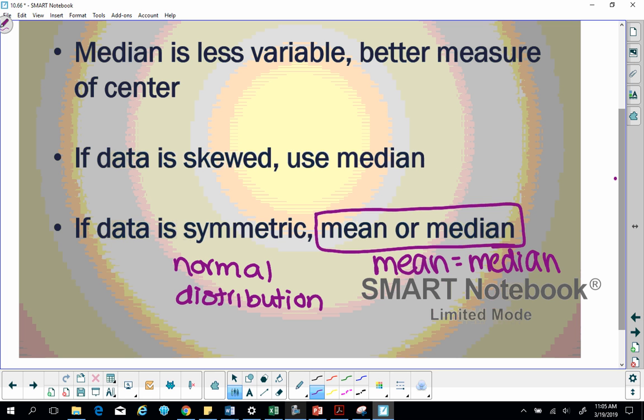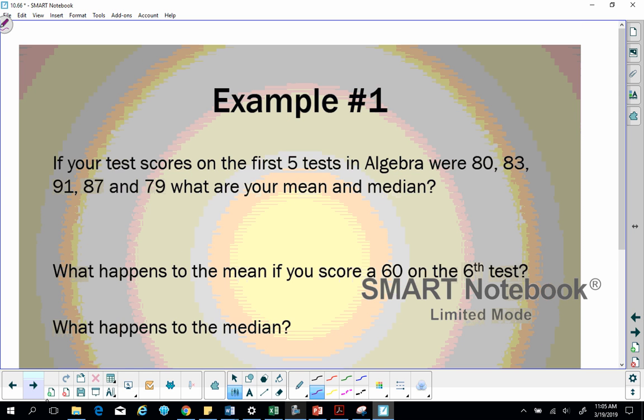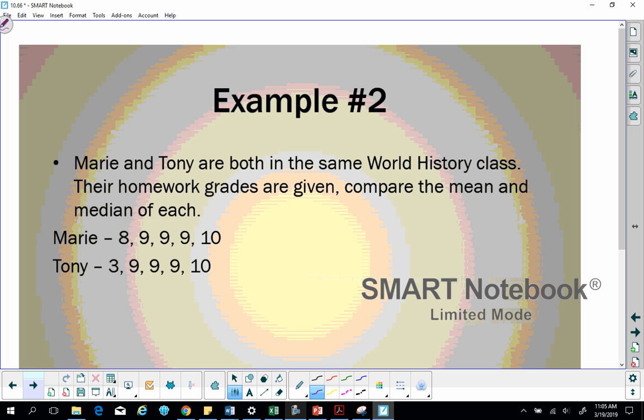So we're going to start with number 2 on the back. It says Marie and Tony are both in the same world history class. Here's Marie, and here's Tony. Their homework grades are given, and we want to compare the mean and median of each.